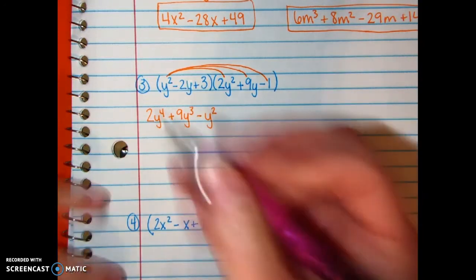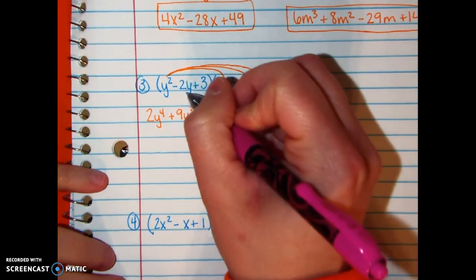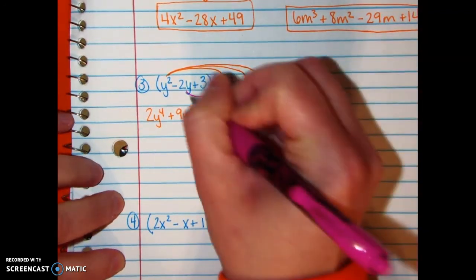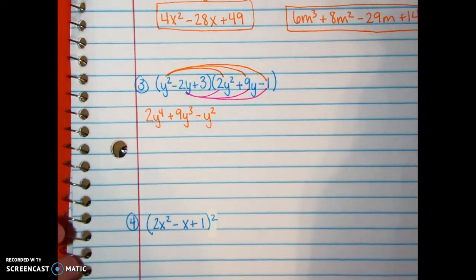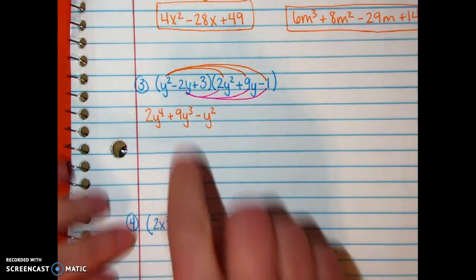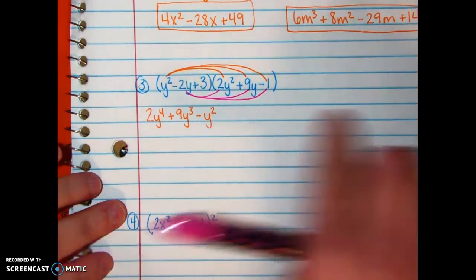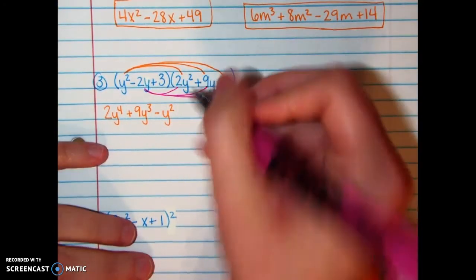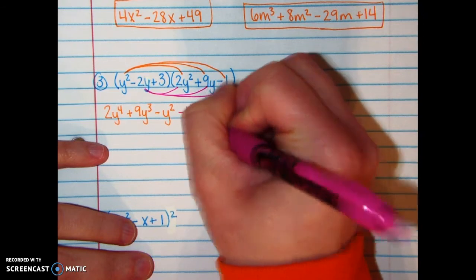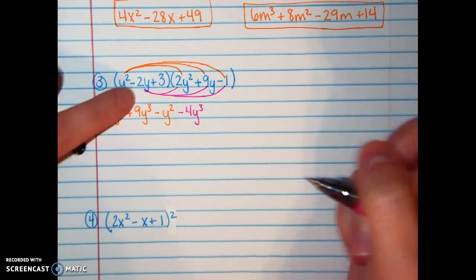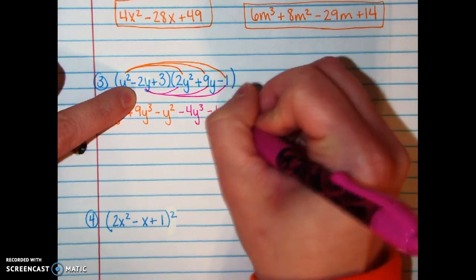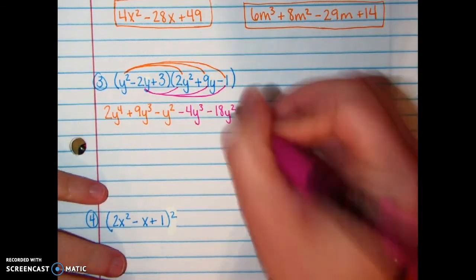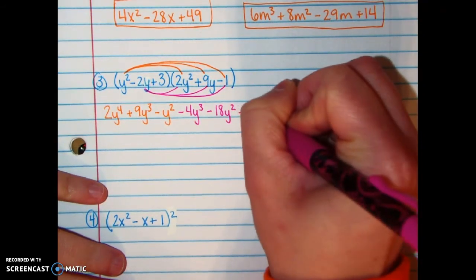I can do negative 2y times 2y squared, negative 2y times 9y, and negative 2y times negative 1. And for these, I've seen people write them vertically like this or just in one long line. It does not matter to me. But negative 2y times 2y squared is a negative 4y cubed. Negative 2y times 9y is negative 18y squared. And negative 2y times negative 1 is a positive 2y.